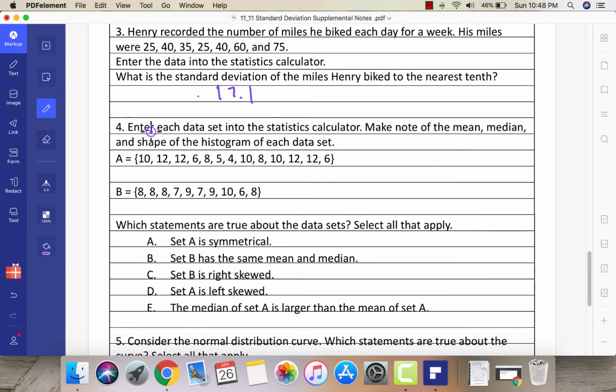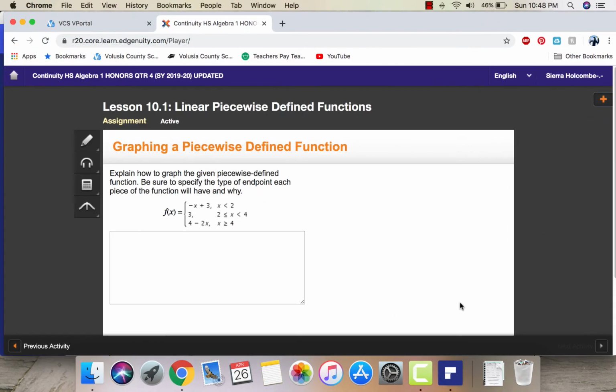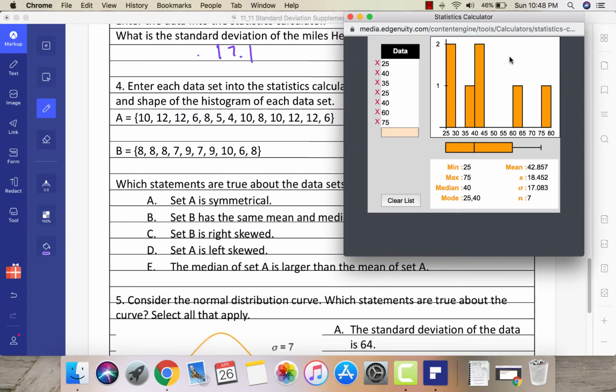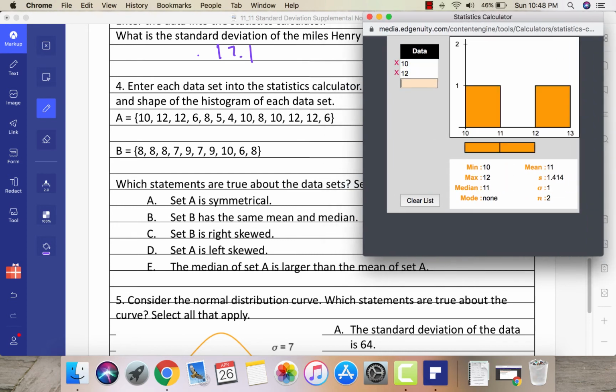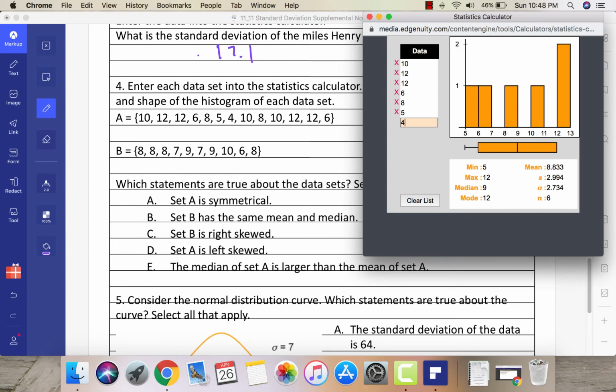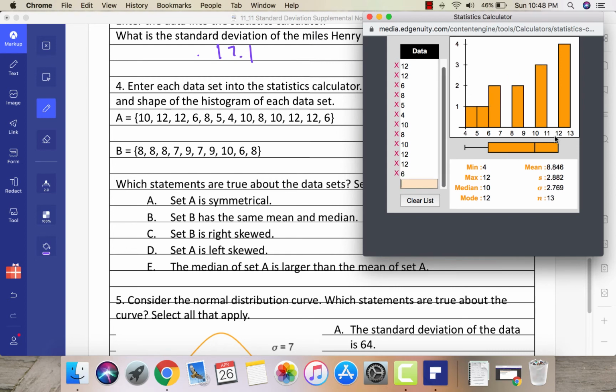Okay, so it says enter each data set into the statistics calculator. Make note of the mean, median, and the shape of the histogram of each data set. Okay, so let's look. Let's clear this out. We're going to put in 10, 12, 12, 6, 8, 5, 4, 10, 8, 10, 12, 12, 6. Okay. So it wants us to take note.